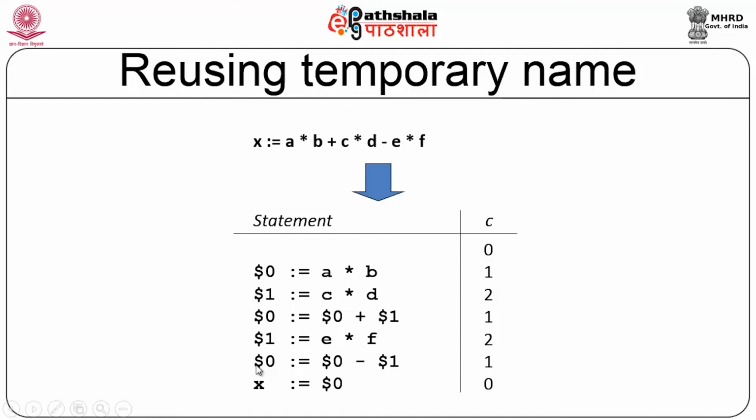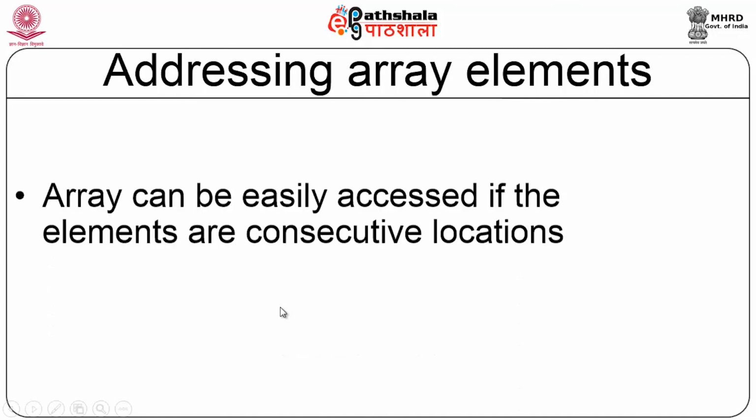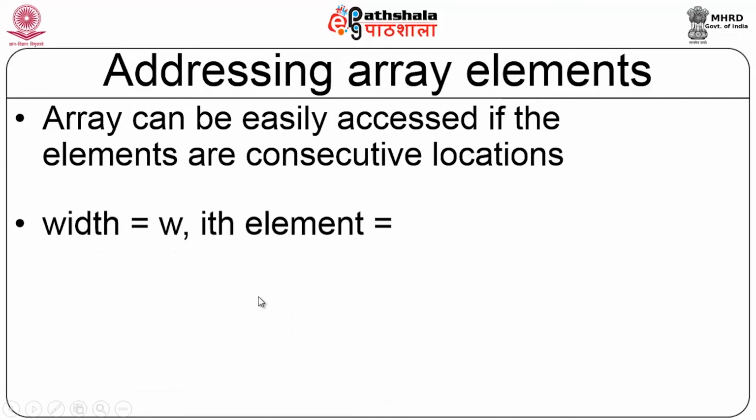Then finally, I can say $0 is equal to $0 minus $1, that is, instead of T1, T2, we are calling it $0, okay. And finally x is equal to $0, that is the final assignment. After the final assignment is done, I do not need temporary variables at all. So, therefore, I am decrementing the count to 0. So, this is one more strategy which is adopted to reduce the number of temporary variables which are created, okay.